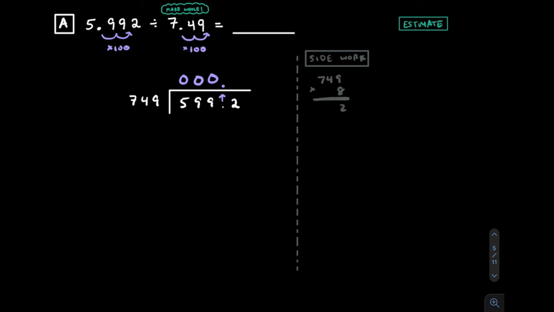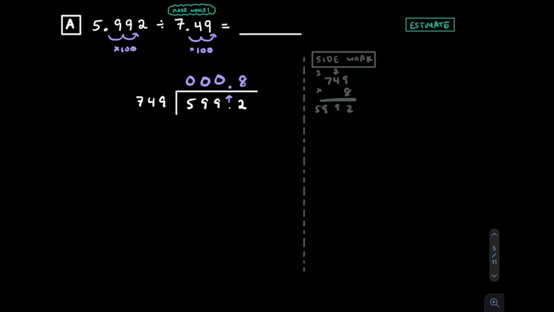9 times 8 is 72, carry the 7, that's 32, plus 7 is 39, carry the 3, it's 56, plus 3 is going to be 59. 8 times 749 is going to be 5992. We subtract to see the remainder, and there's nothing. The quotient here is just going to be 8 tenths.